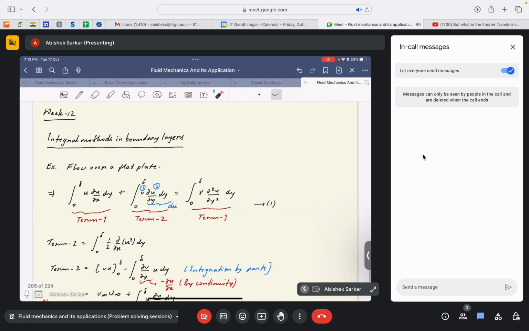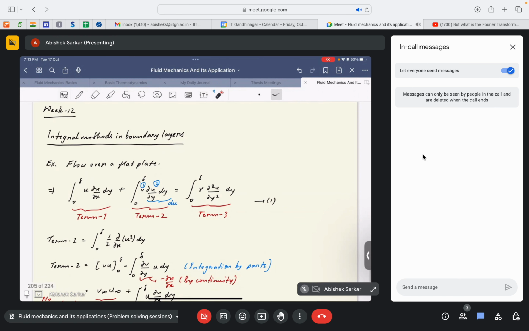Okay then, so let's start. Here we will be discussing the integral methods in boundary layers. For our initial case we discussed flow over a flat plate. For flow over a flat plate we found that our governing equation, specifically the x momentum equation, was of the form u ∂u/∂x plus v ∂u/∂y is equal to ν ∂²u/∂y². This was the governing equation for the x momentum equation for the flow over a flat plate.